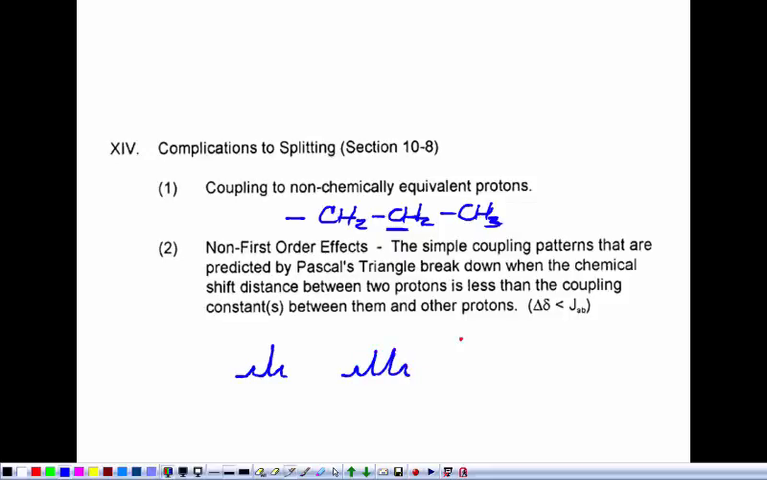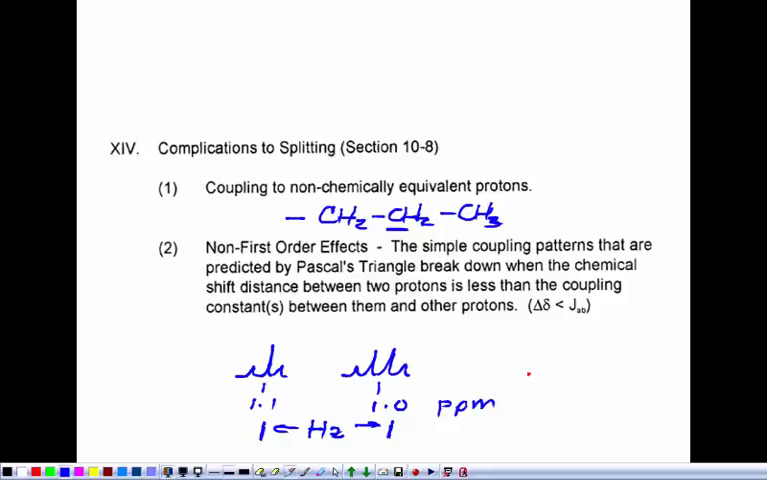And that basically says that the doublets and triplets and quartets, and even the doublet of doublets and doublet of triplets, break down when the distance between two protons in chemical shift is less than the coupling constants. Actually, that's not true. There's a certain formula for that. But when the distance between the two peaks in terms of their chemical shift gets pretty similar to the distance between the peaks because of the coupling constant, the spectrum, in essence, just goes to hell. You can't predict what the splitting pattern will be, and I'll show you a couple of examples of that.